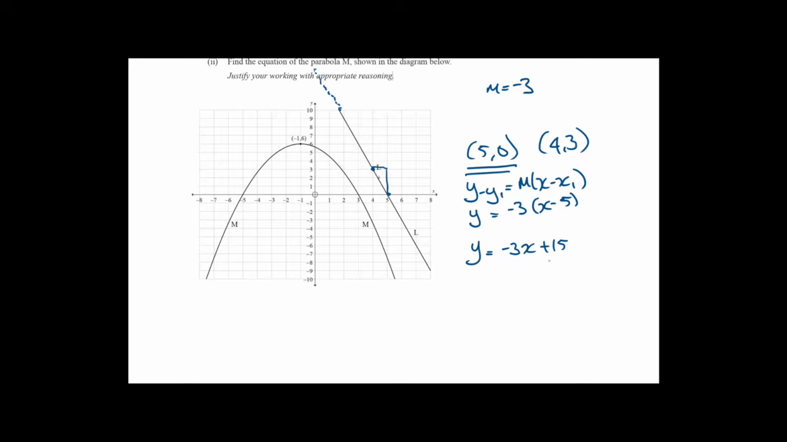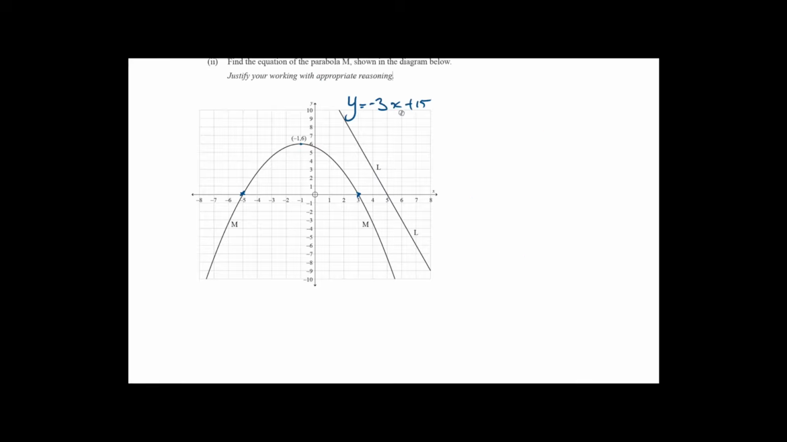Okay, the next one is find the equation of the parabola. So there's a couple of ways of doing this. We can see that the x-intercepts are at 3 and -5, and the maximum point, the turning point, is at (-1, 6). Let's actually, I'll just take a side swipe here. Let's do it both ways. So I'm just going to pause the video for a sec. So 2 ways we've got of doing it.